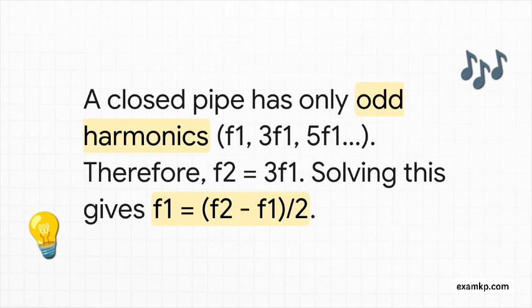We have the equation F2 = 3F1. Now, let's subtract F1 from both sides. That gives us F2 - F1 = 2F1. Then, just divide by 2. And there's your answer. F1 = (F2 - F1)/2.